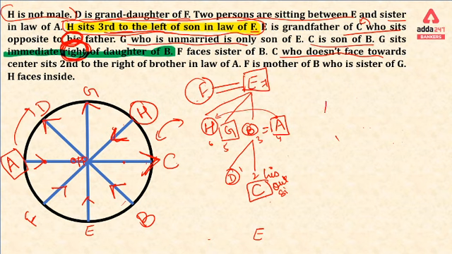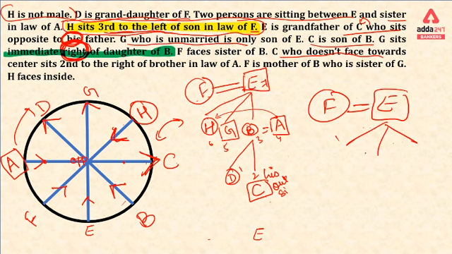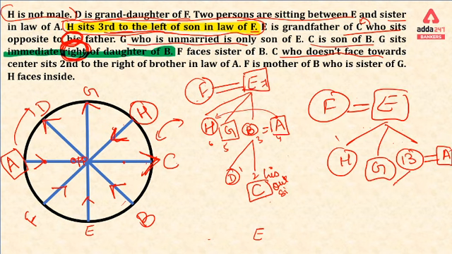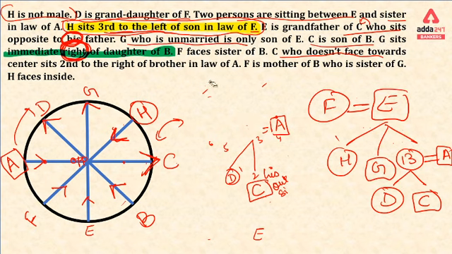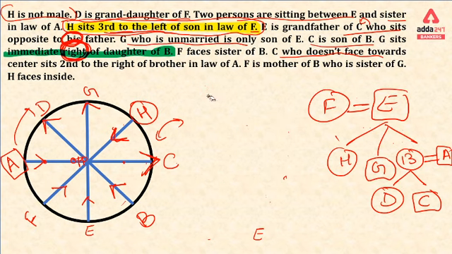So I can make a neat and clean diagram for you all here. E has 3 kids: H is a sister, G is a son, and B is a daughter who is married to A, and B and A have 2 kids, D and C. This is the final diagram. I can remove this messy diagram. You can see the neat and clean diagram on the screen. I hope it is clear to you all.